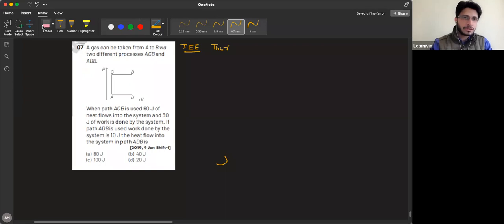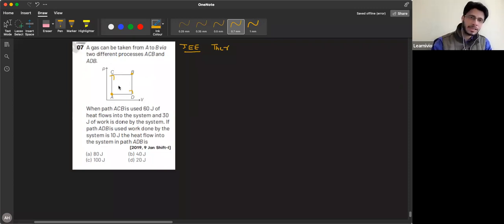So let's start with the calculation. You are taking an ideal gas from A to B via two paths, ACB and ADB. Which quantity will remain the same in both the paths, ACB and ADB? Heat, change in internal energy, or work? See, it's internal energy, which depends only on the initial and final configuration of the system. So for both the paths ACB and ADB, the initial and final are the same. So for both paths, the change in internal energy will be the same.